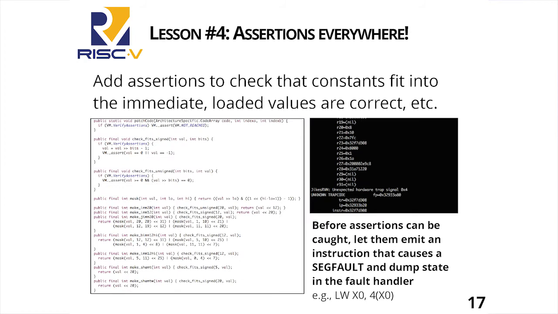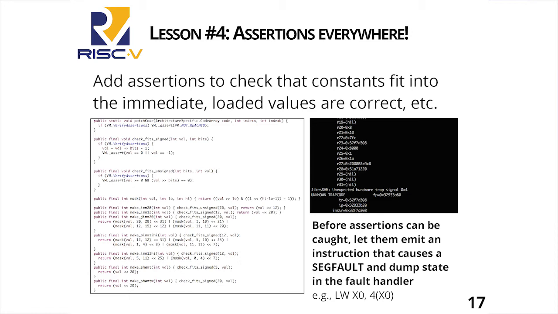While writing the assembler, it's also a good time to start thinking about what to do about assertions. One thing we learned is it's a really good idea to have assertions everywhere so that you fail as early as possible. For example, you want to test for things like, does the constant you're trying to put into an immediate field actually fit? And one challenge we had was that early on in the porting process, you don't have all the machinery in place to actually handle assertions properly.